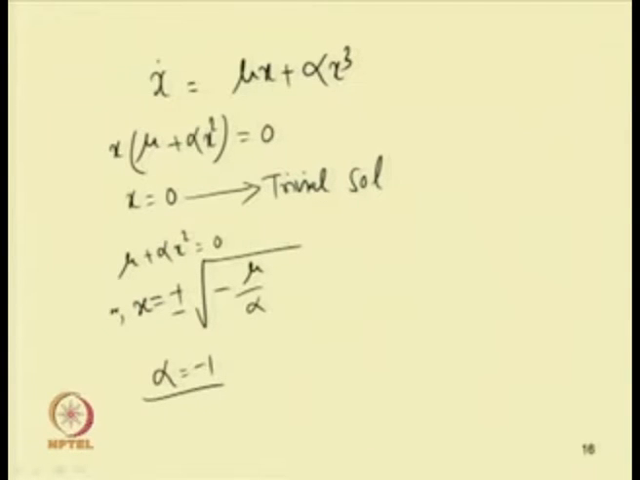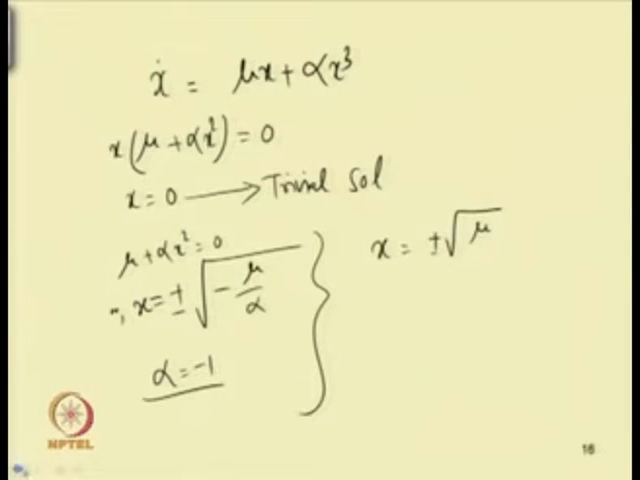So, for negative values of mu, one has two solutions. From the solution one can plot. So, let us see this. By taking alpha equal to minus 1, x becomes plus minus root over mu. Now, by plotting this, one can obtain the response of the system.